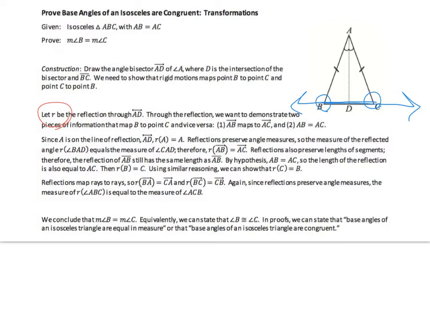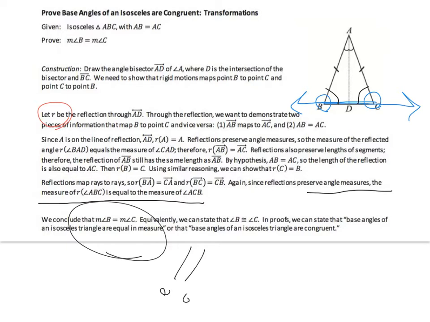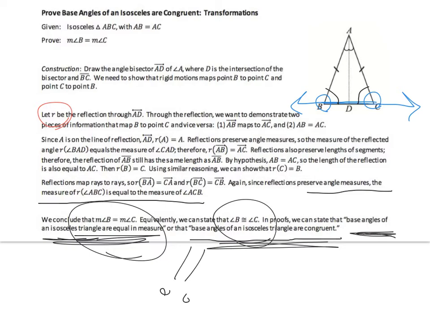Since reflections preserve angle measures, the measure of the reflection of angle ABC is equal to the measure of the reflection of angle ACB. Right there. We conclude that, finally done, the measure of angle B equals the measure of angle C. Equivalently, we can say that angle B is congruent to angle C. In proofs, we can state that base angles of an isosceles triangle are equal in measure, or that base angles of an isosceles triangle are congruent. We did all of that to be able to say these two things. Actually, the one thing stated two different ways.